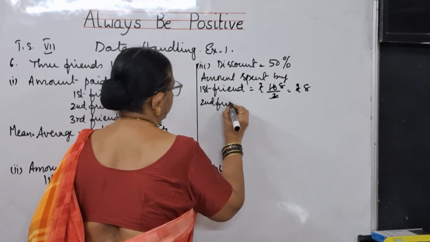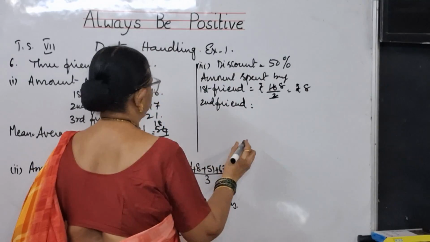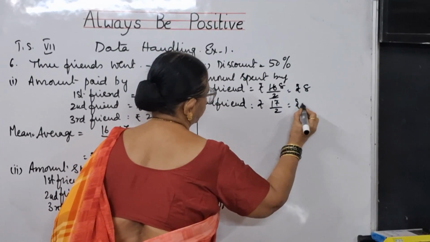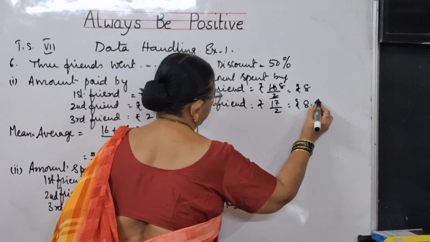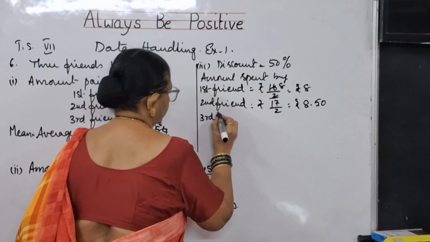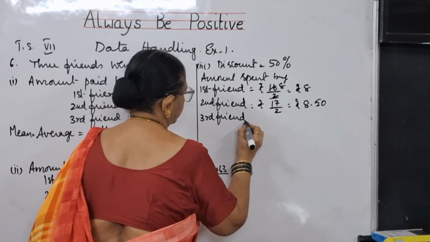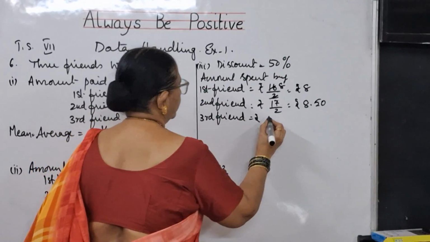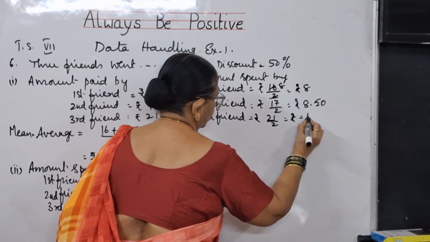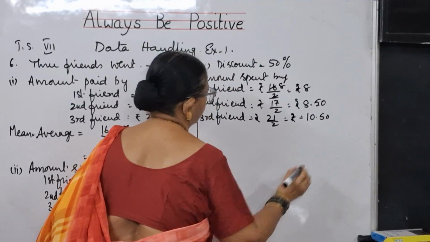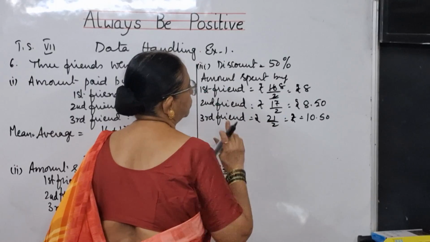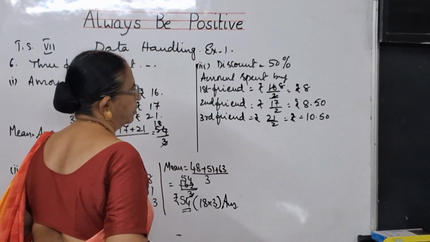And second friend, how much? Rupees 17 by 2, that is rupees 8 rupees 50 paisa. Then third friend, rupees how much? 21 by 2, that is rupees 10 rupees 50 paisa.